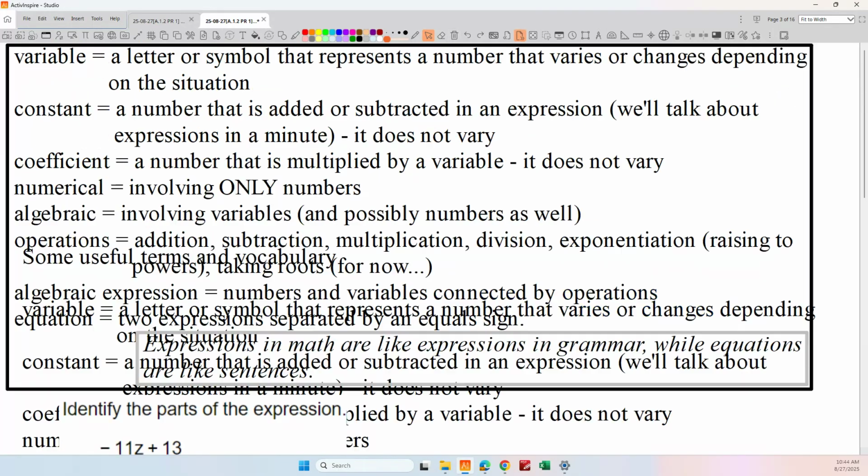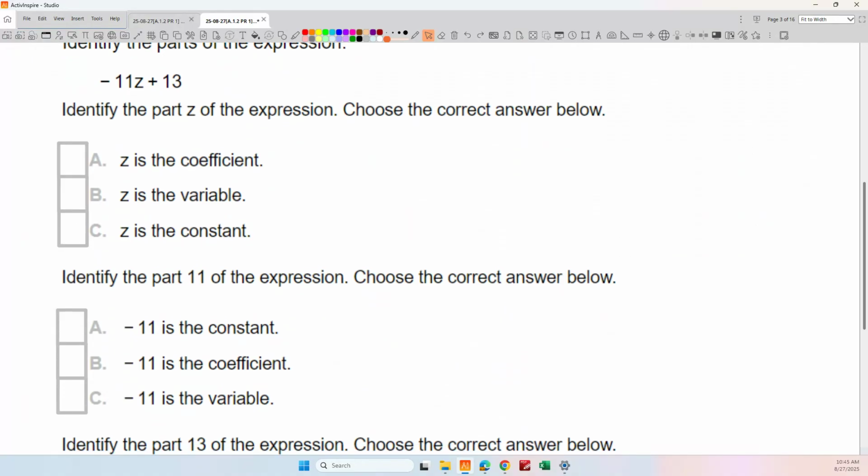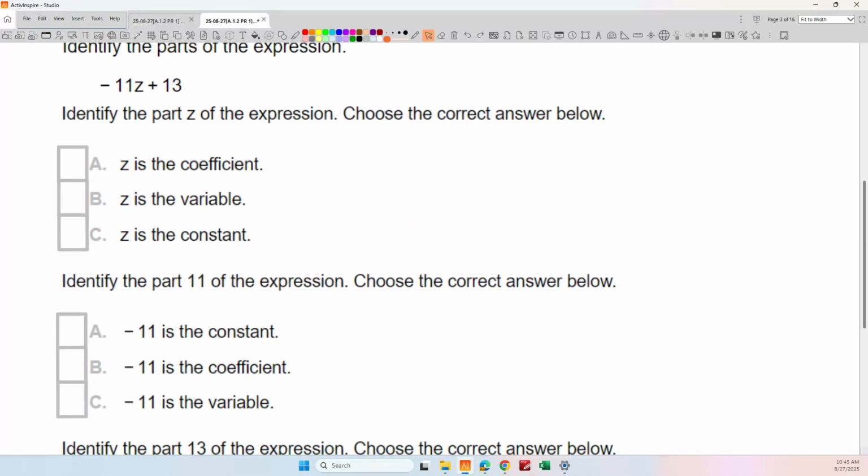Okay, so let's practice this a little bit. Let's take this expression, and I want you to answer some questions about it. So what is z? It's the variable, isn't it? Yep. Z is the variable. Now I want you to vote with your fingers here. 1 for A, 2 for B, 3 for C. What is the negative 11? But don't say it out loud. Just vote with your fingers. 1 for constant, 2 for coefficient, 3 for variable. What do you think? I need to get a little feedback here.